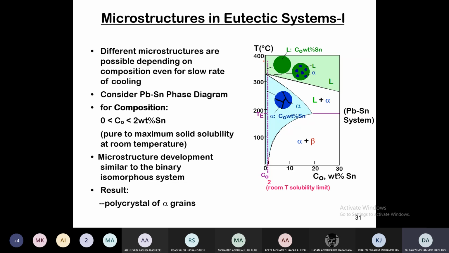So if we cool down from here, if we are anywhere above this temperature here, we have only liquid, because this area is all liquid. As we cool down, nothing is going to happen until we hit the liquidus line there. Once we are just below the liquidus line, we are in this area. Which area is this? This is the two-phase region. We have the liquid and we have the alpha solid solution. Since you have liquid already there, the alpha solid solution is the one which is going to develop.